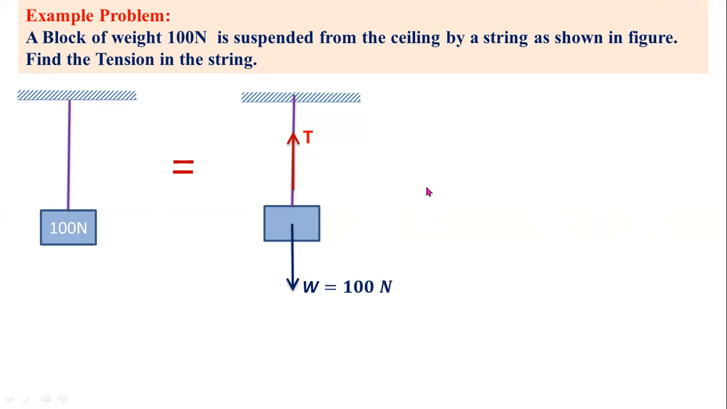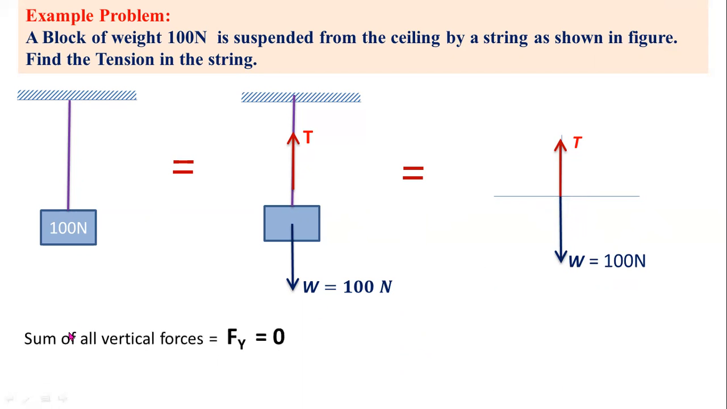Now you have to consider a free body diagram like this. Already we know that the sum of all vertical forces. Here these two forces lie on the vertical plane, that means y components. So you have to add these two forces for determining the unknown value capital T. Here capital T is the unknown force, and W is the given force.